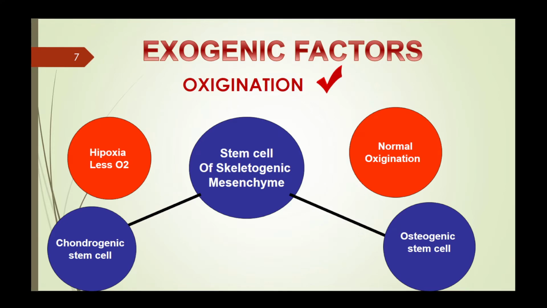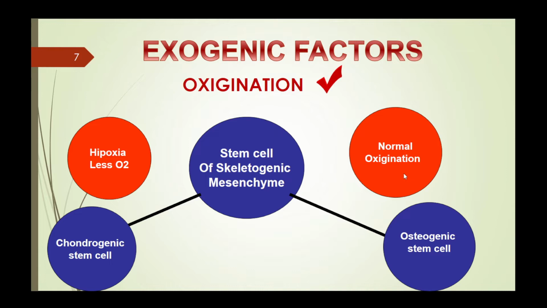What about exogenic factors? The endogenic ones we discussed a minute ago were Hox genes and special signaling molecules like growth factors. But now we are talking about exogenic factors. The main one is oxygenation. In the condition of hypoxia, the loss of oxygen, the stem cells of skeletogenic mesenchyme directly differentiate into chondrogenic stem cells.